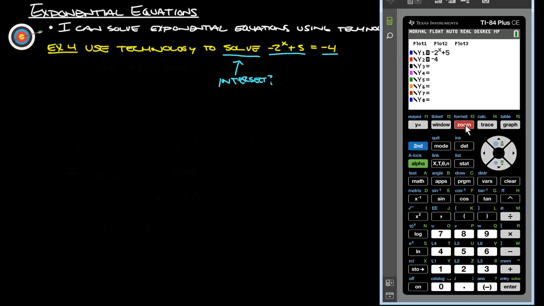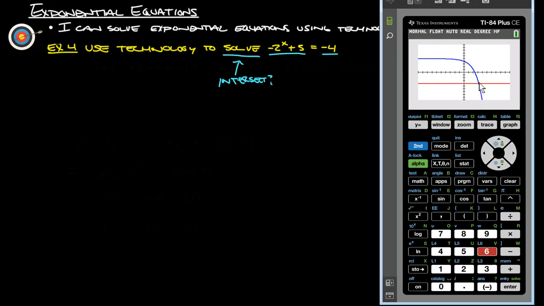For the first time, you usually want to do zoom, and we usually want to do zoom standard, number 6. And that will zoom it in from positive 10 to -10, and positive 10 to -10 that way. So there's our first graph. The -2 to the x plus 5 is in blue, and then the -4 here is in red. So what we want to do is find that intersection point right there.